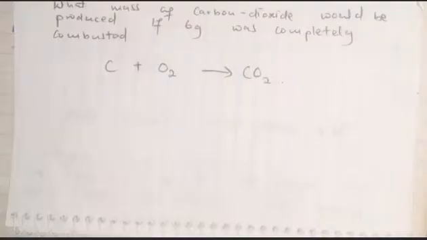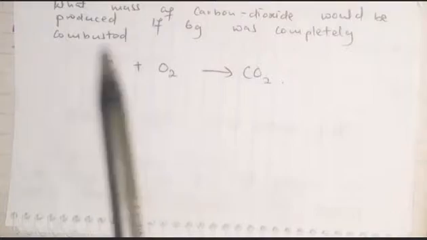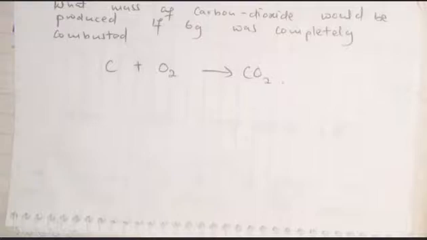On reacting masses, the first example says: what mass of carbon dioxide would be produced if 6 grams of carbon was completely combusted? There we'll just know from the periodic table that the mass of carbon is 12.